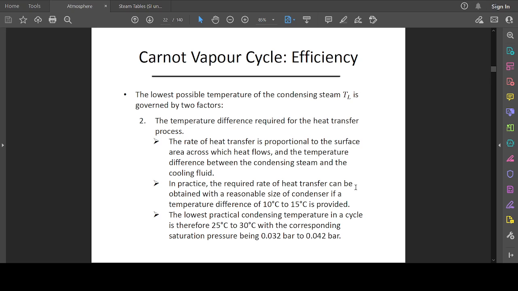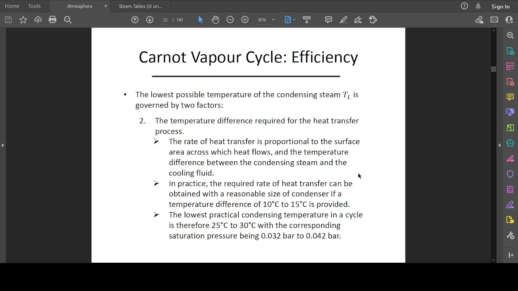Okay, so the efficiency depends on the capability of this low temperature reservoir to remove heat, the total amount of heat they could remove from the system, then that will help aid with the efficiency of the system. Okay, the lowest possible temperature of the condensing steam, TL, is governed by two factors. And the second factor here is the temperature difference required for the heat transfer process, which is the rate at which heat transfer is proportional to the surface area across which heat flows, and the temperature difference between the condensing steam and the cooling fluid.